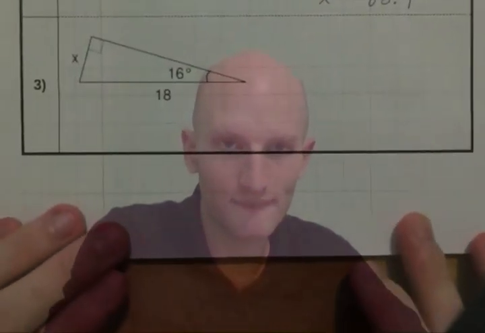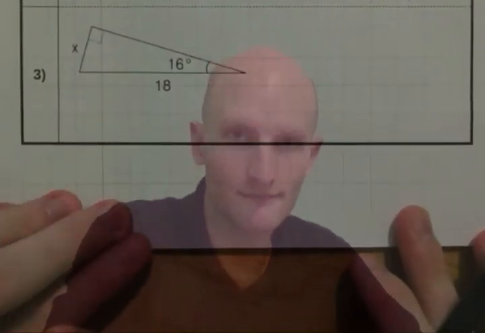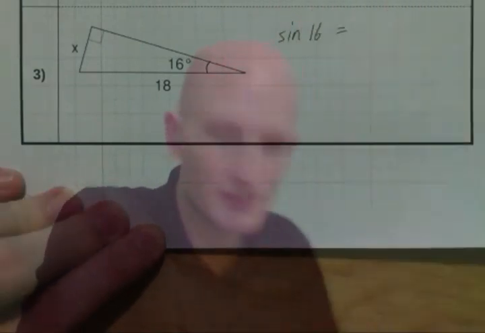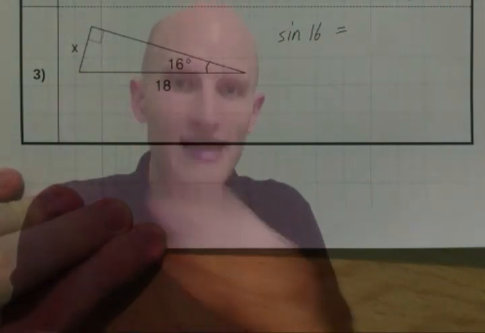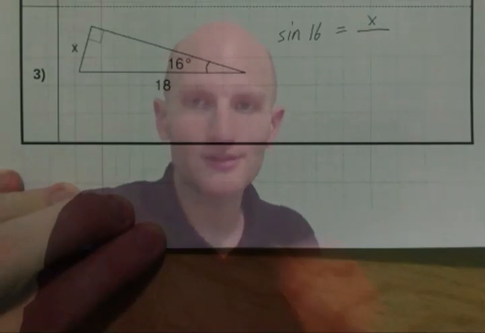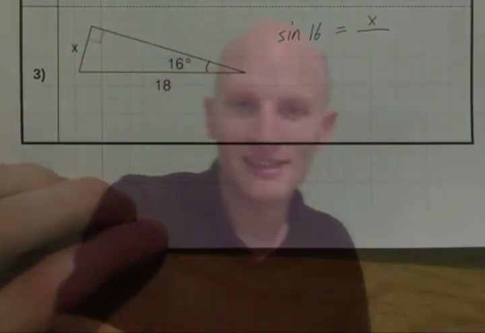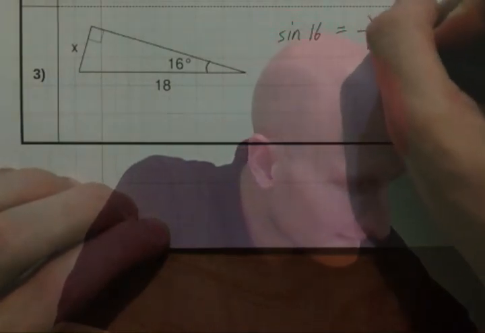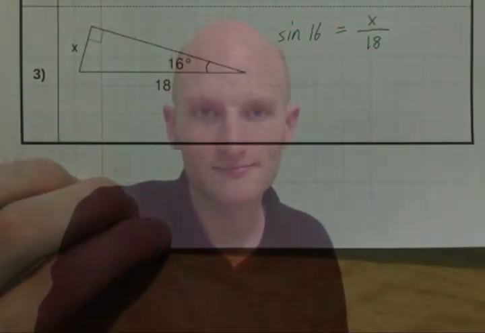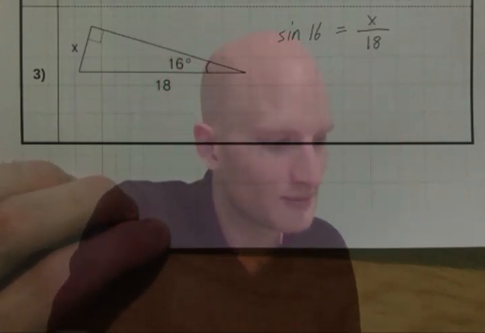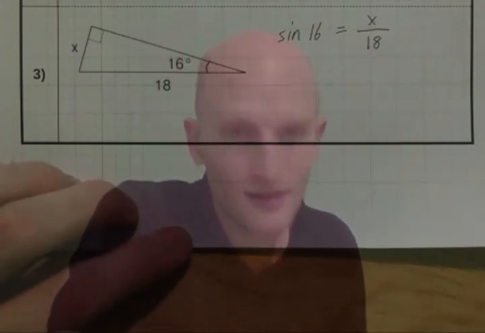So we're going to say sine of 16 equals, what do we say is the opposite? X over hypotenuse, even though I accidentally said adjacent before. 18 is the hypotenuse, H. Opposite over hypotenuse, right? Same ratios you guys learned before, right?